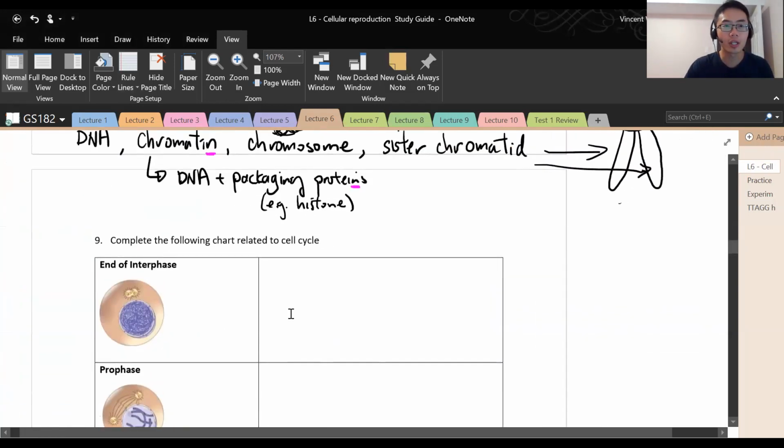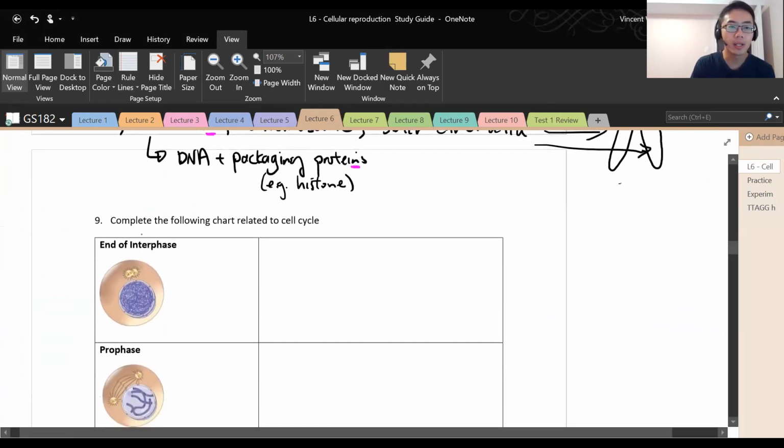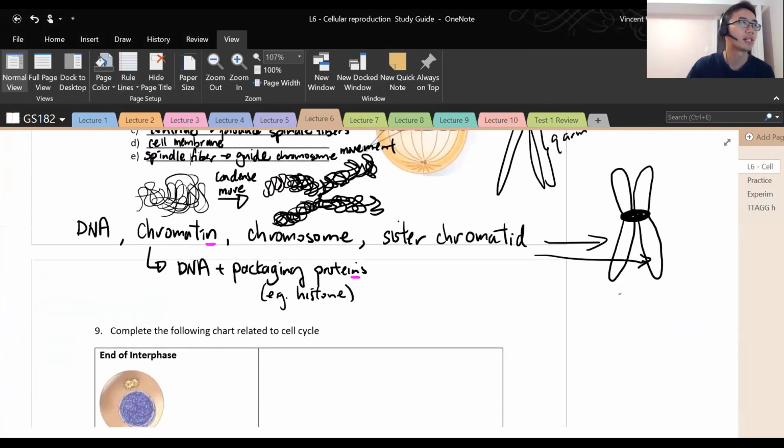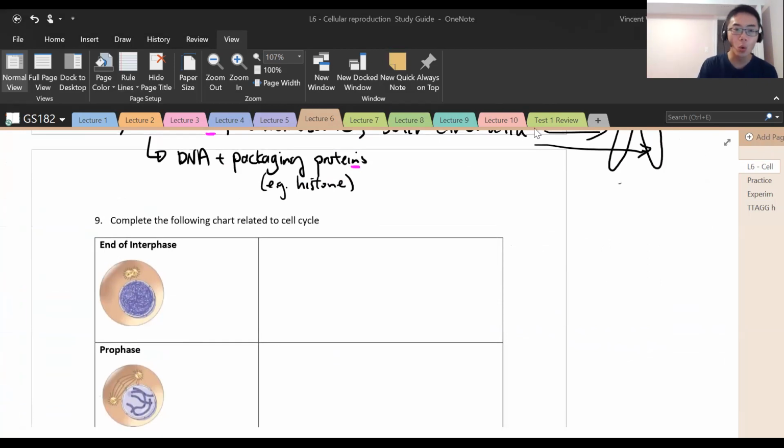Complete the following chart related to the cell cycle. Interphase is where the cell spends most of its time. It's going to be performing its normal function, growing, and acquiring nutrients. In interphase, that's also where you will have the G1, the S, and the G2 phase.